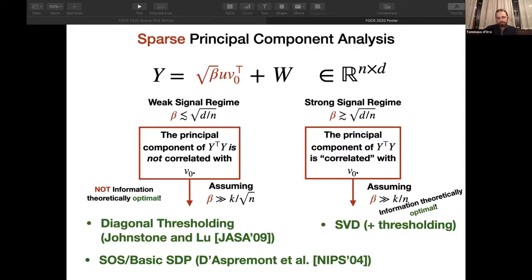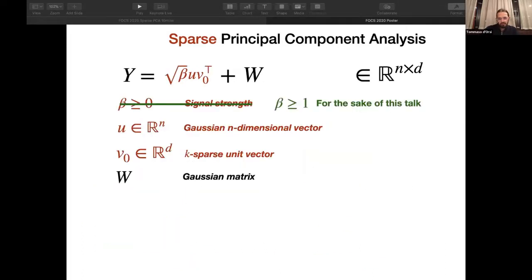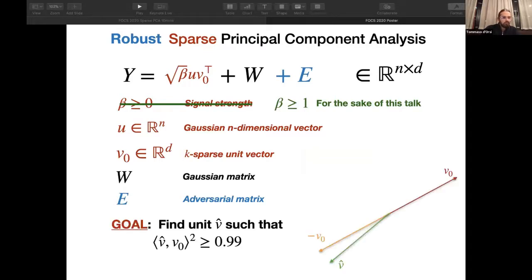Okay, with this picture in mind, I want to introduce the problem that we consider, which is a modification of sparse PCA, in which there's also an adversarial matrix E. This E can depend on essentially all the information that we have: V0, U, the noise, etc. And the goal is still to find an approximate vector close to V0.